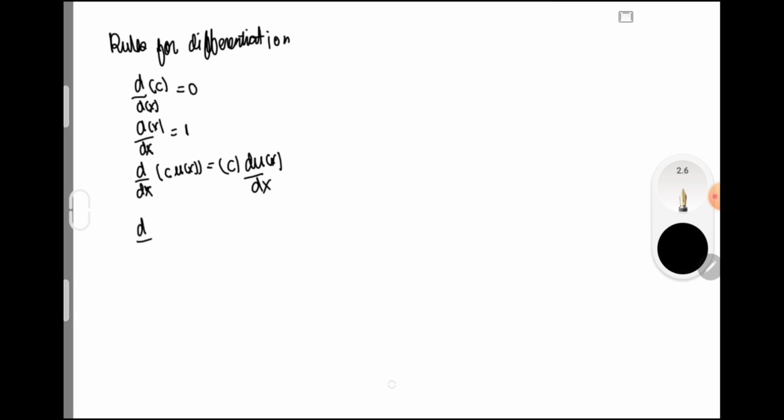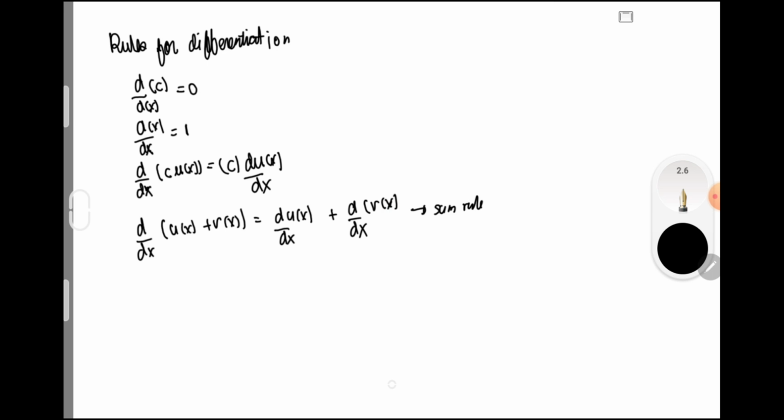and the derivative of u of x plus v of x, which is what we call the sum rule, will be equal to du of x dx plus dv of x dx. This is our sum rule. As you can see, our u of x and v of x are equations in terms of x.